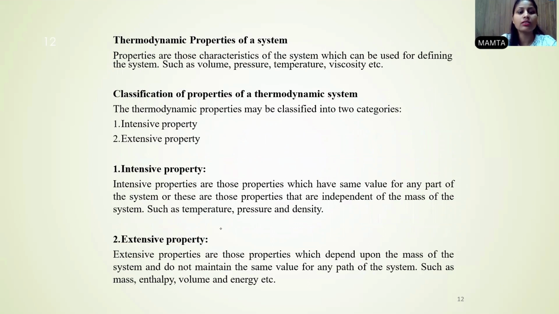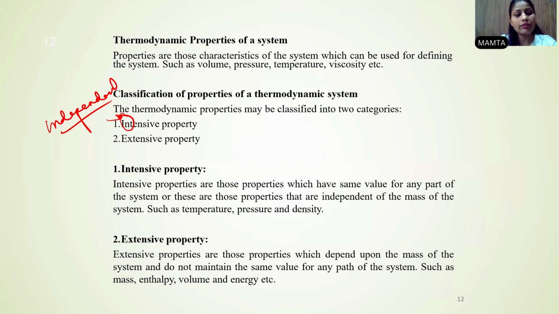These are the properties which characterize the system, defining a system, such as volume, pressure, temperature, viscosity, etc. We classify the properties of a thermodynamic system in two ways: intensive properties and extensive properties. Intensive properties are the properties which are independent of mass, right? Intensive properties are those which have the same value for any part of the system, and are independent of the mass of the system. For example, temperature, pressure, and density.